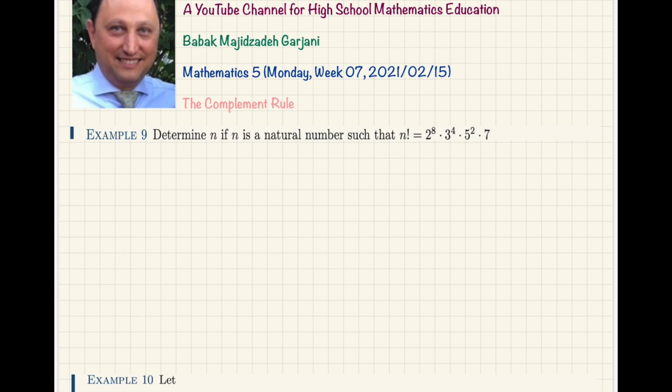Determine n if n is a natural number such that n factorial is this expression. Okay, so I don't think that's a hard thing to do. We want to find a suitable value for n so that when we calculate n factorial, it becomes like this. Of course, if you see, that is the factorization of a number into prime factors. Okay? So, do you have any idea what to do?